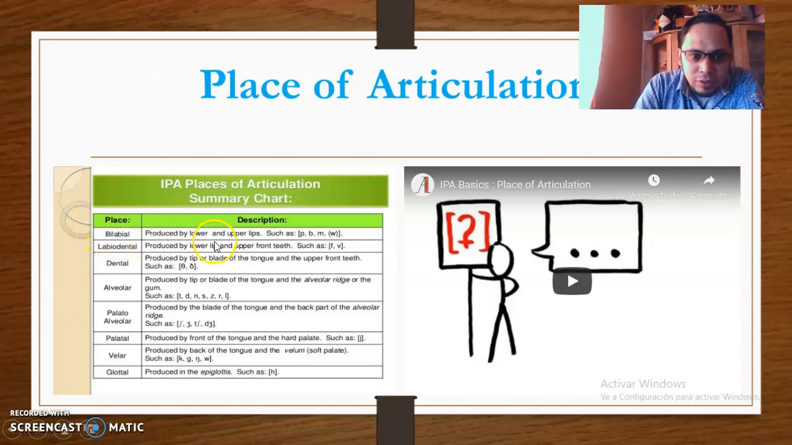Bilabial, produced by the lower and upper lips, such as P. Bilabial, the use of both lips, of course. B. And dental, produced by the tip or blade of the tongue and the upper front teeth. So as I mentioned before, each one has a specific characteristic in order to get the correct pronunciation of the consonant. Let's share a little bit here.